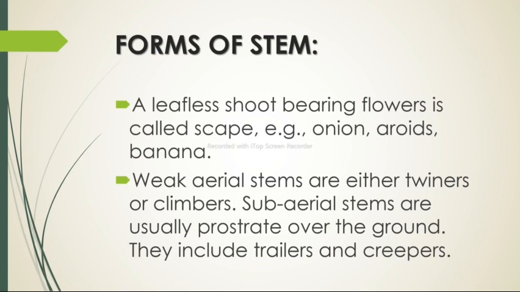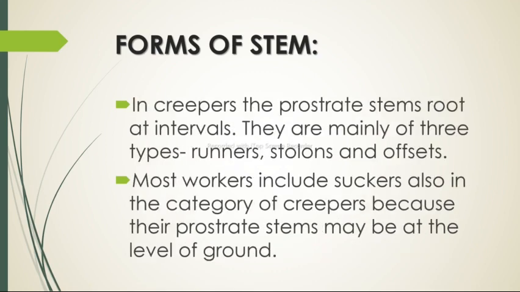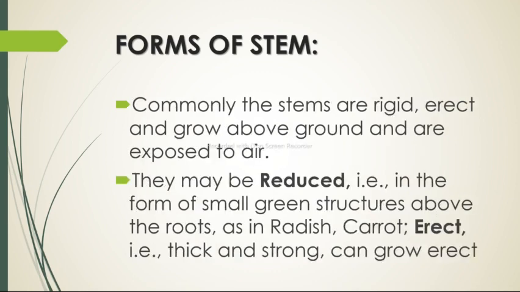Weak aerial stems are either twiners or climbers. Subaerial stems are usually prostrate over the ground. They include the trailers and creepers. In creepers, the prostrate stems root at intervals and they are mainly of three types, which are runners, stolons and offsets. Most workers include the suckers also in the category of creepers, because their prostrate stems may be at the level of ground. Commonly, the stems are rigid, erect, and grow above the ground and are exposed to air.